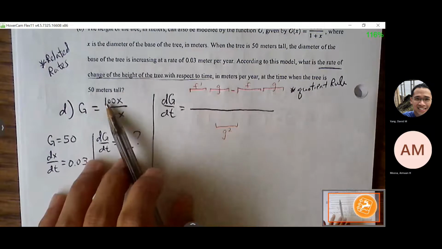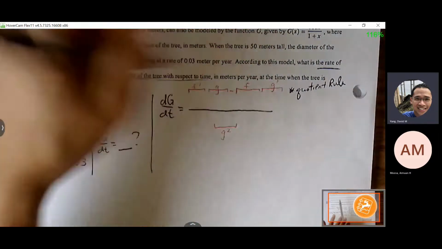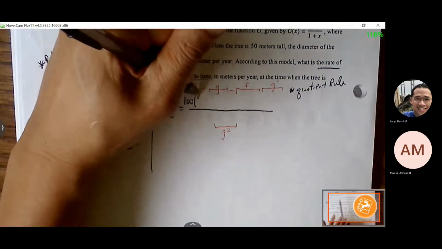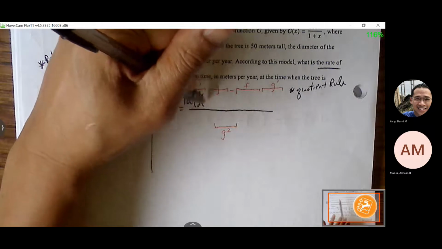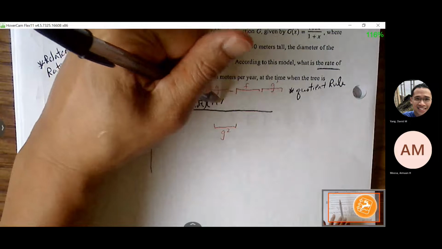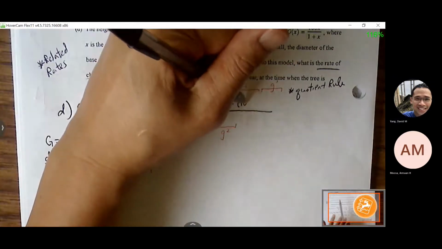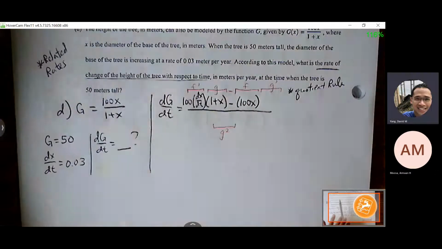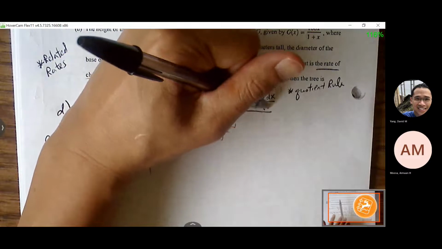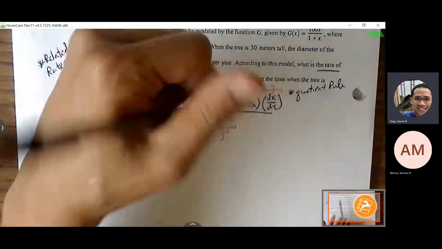F prime, 100x becomes 100, but the x is going to turn into dx dt since time is going to impact everything here. Back to f, g prime, denominator squared.